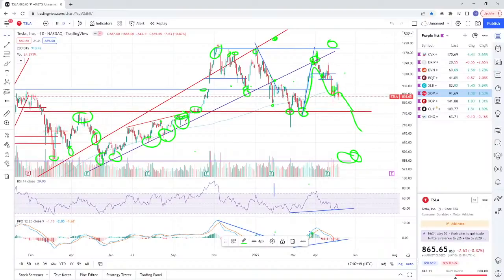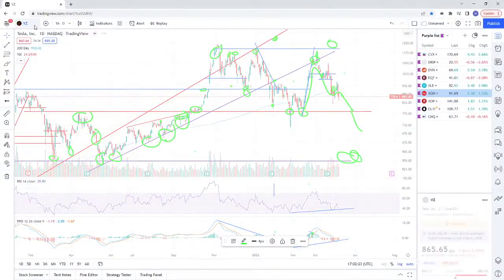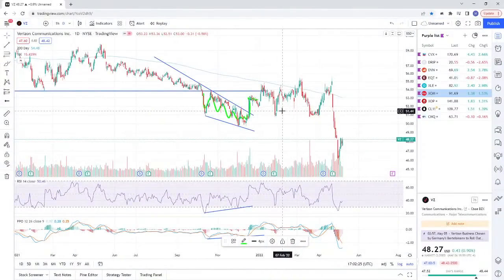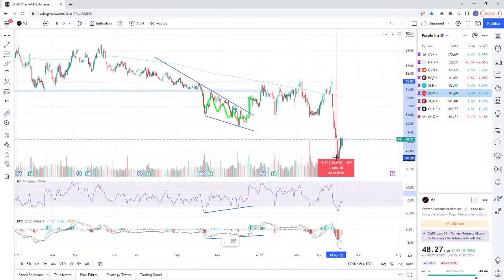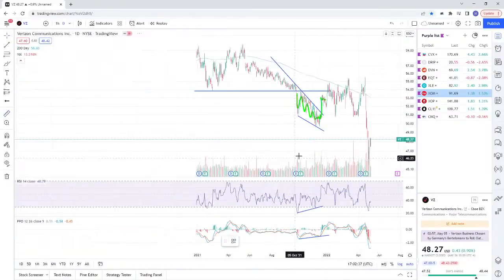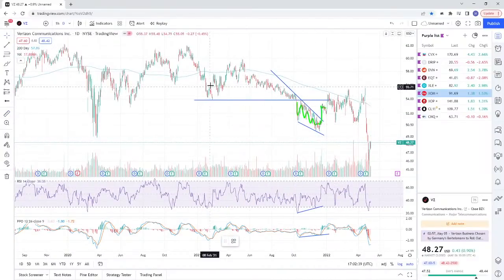Well, T and VZ for a dividend. You can ride something down the drain and collect a dividend the whole way, but you're still going to take on losses. This one's absolutely plummeted, huh? What's going on with this? That is 15% a week-ish, 2 weeks? That's crazy.